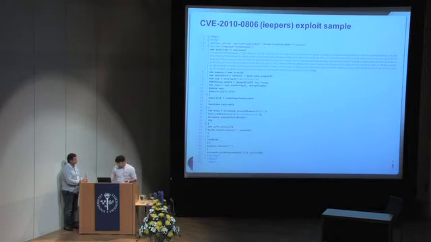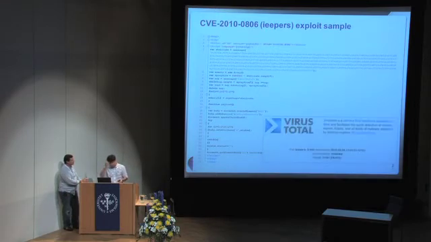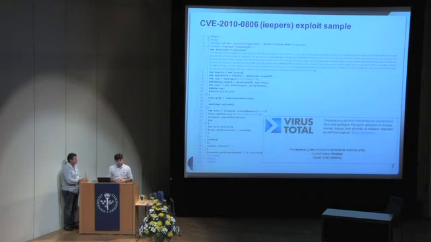Let's check this code with several antiviruses. VirusTotal, we know, right? As you see, it's 31 from 41. It's not perfect, but for JavaScript it's not bad for antiviruses. Okay, 75%. Now let's change the code a little bit.